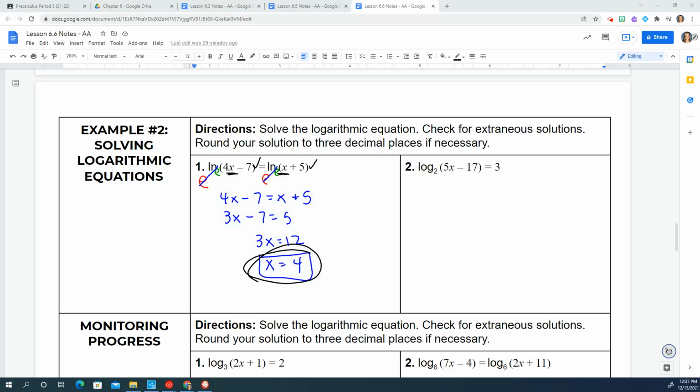Okay, so let's try another one. This one's obviously a log equation. I see the word log. Log base what in number 2? 2. So I'm going to exponentiate both sides with a base of 2. Isn't that weird? 2 to the power of log base 2. Those are inverse operations. They cancel each other out. I'm left with 5x minus 17. Now careful here. This isn't 2 times 3. It's 2 to the power of 3. That's 8. We're exponentiating both sides. All right. And then I can quickly solve.